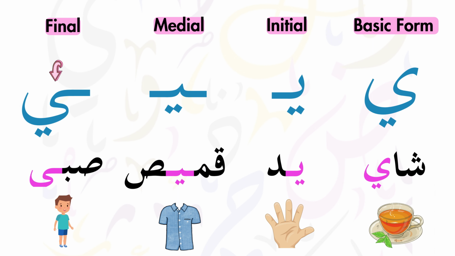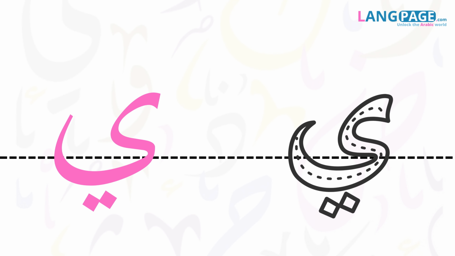And now, let's see how to write the letter ya. I have my basic line. I start from here by making like an S, then stretch it below the line, and then come again with the curve. And for sure, we put two dots below the ya.